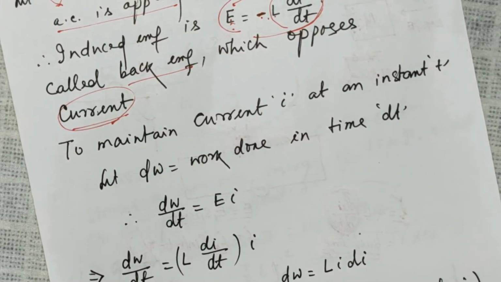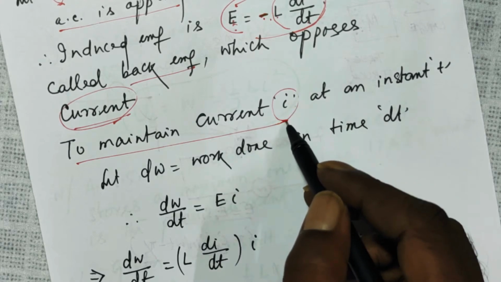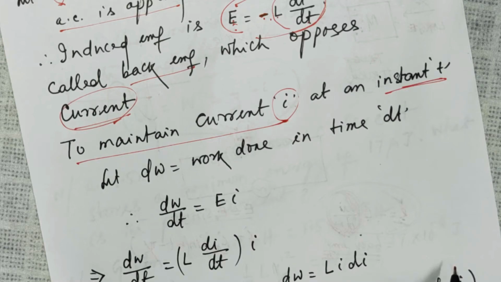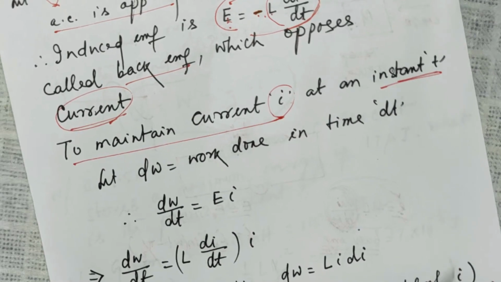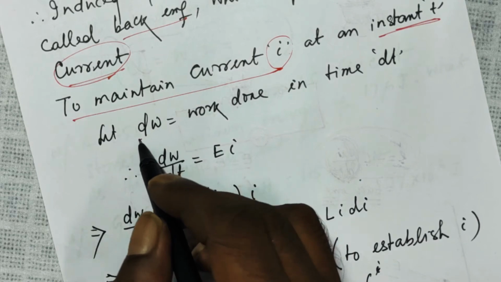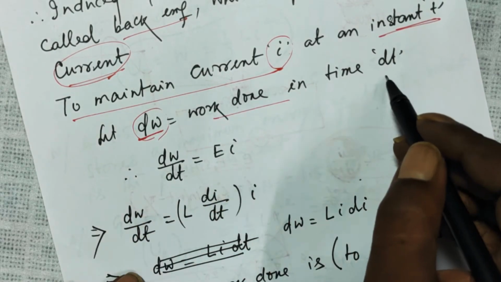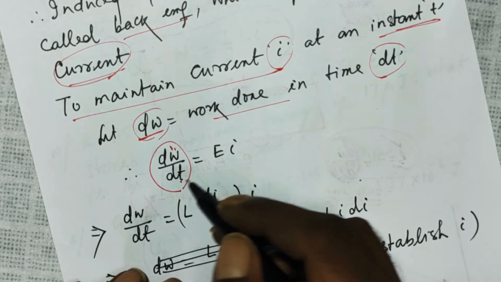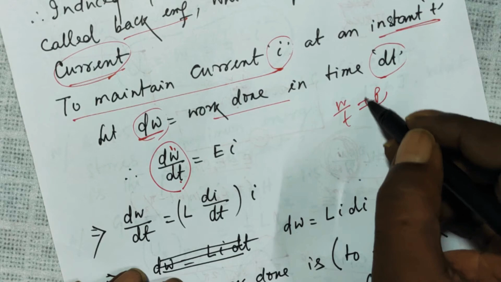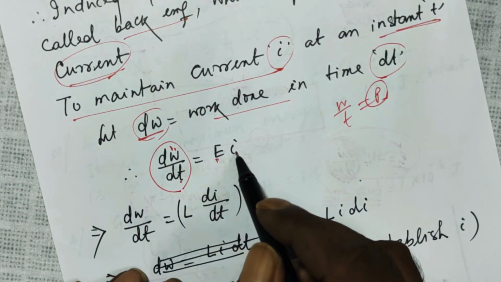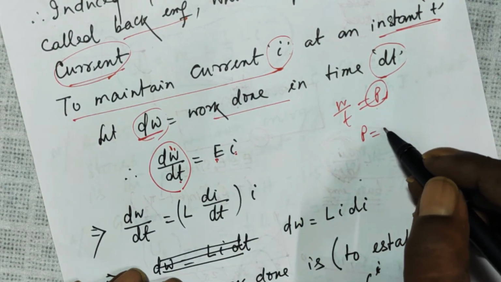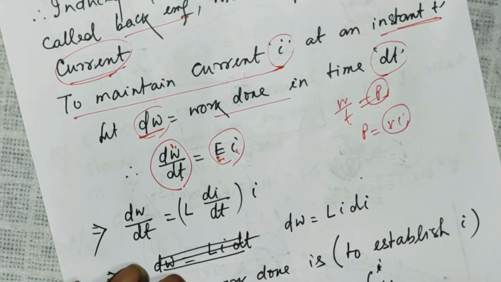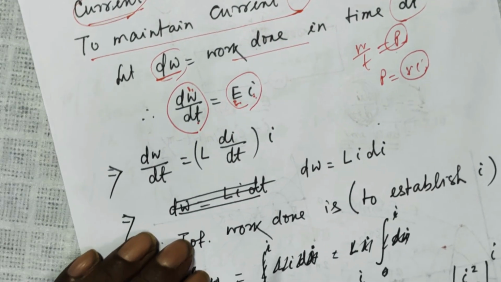So to maintain the current I at some instant t, some work has to be done because it is opposing. Let dw be the small work done in time dt. So dw by dt, work divided by time, is power. And power we also derived in current electricity is VI. V is the same thing as E, so EI. Now let us explain further.